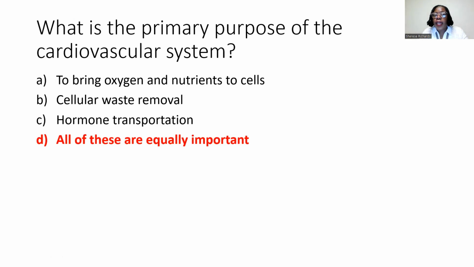So most of you went for A, and A is certainly one of the more important roles of the cardiovascular system, delivering oxygen and nutrients. But we also want to think about removal of waste like carbon dioxide. That is also achieved with the cardiovascular system, and then moving other things around in the blood like hormones.